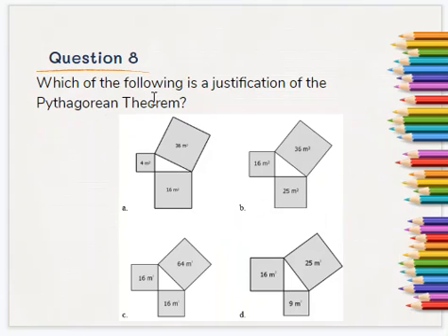Now, question 8. Which of the following is a justification of the Pythagorean theorem? Is it 4 meters squared, 16 meters squared, 36 meters squared? Is it 16 meters squared, 25 meters squared, 36 meters squared? Is it 16 meters squared, 16 meters squared, 64 meters squared? Or is it 16 meters squared, 9 meters squared, 25 meters squared?